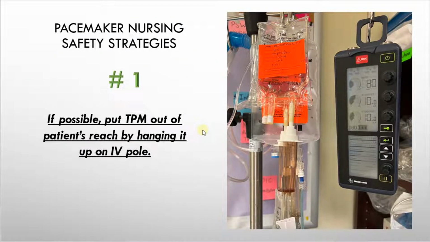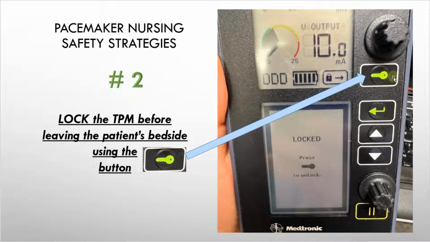So let's talk about some strategies to mitigate this. Strategy number 1, if possible, please hang your temporary pacemaker machine on your IV pole outside of the reach of your patient. Number 2, make sure you press the key button here to lock the pacemaker after you do your checks. Now, even though this is a safety feature that this machine has, as you can see here from the bottom screen, it's very easy to unlock, because it just says press the key to unlock, and our patients are very smart, right? So please keep that in mind, because locking it is a safety, but to unlock it, it's not that complex at all.